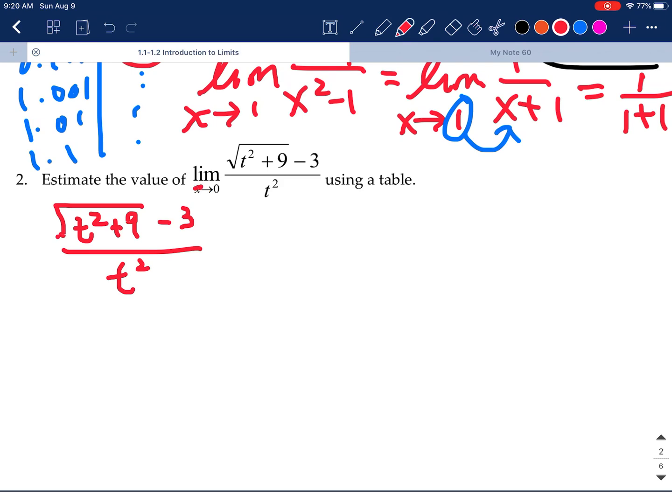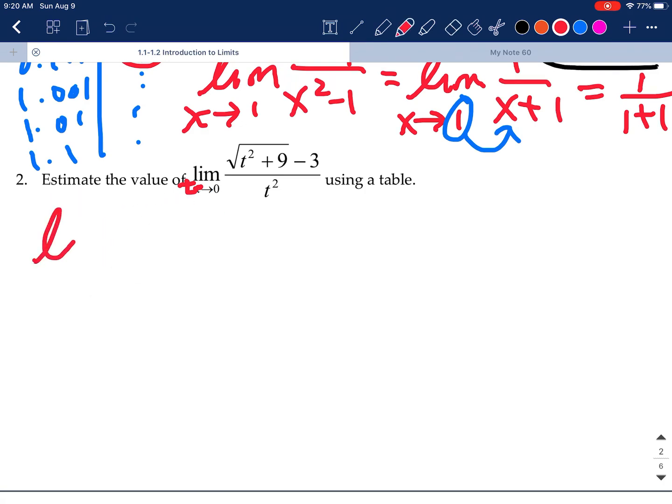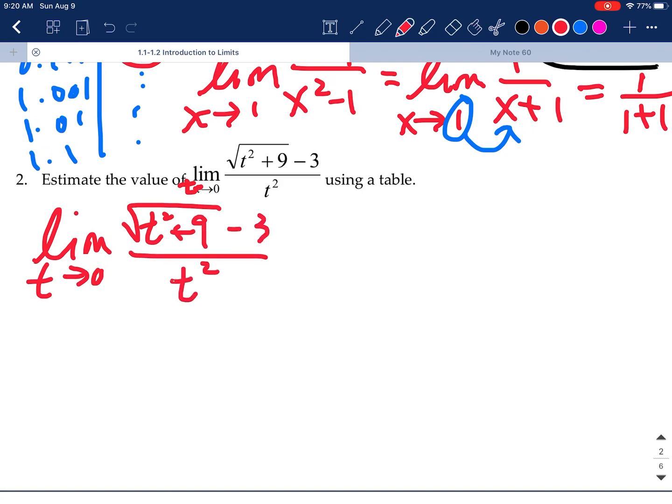And note that should be a t. If we have a radical expression, we can attempt to rationalize it. Now, we shouldn't do that first, though. So let's note the limit as t goes to 0 of radical t squared plus 9 minus 3 over t squared.